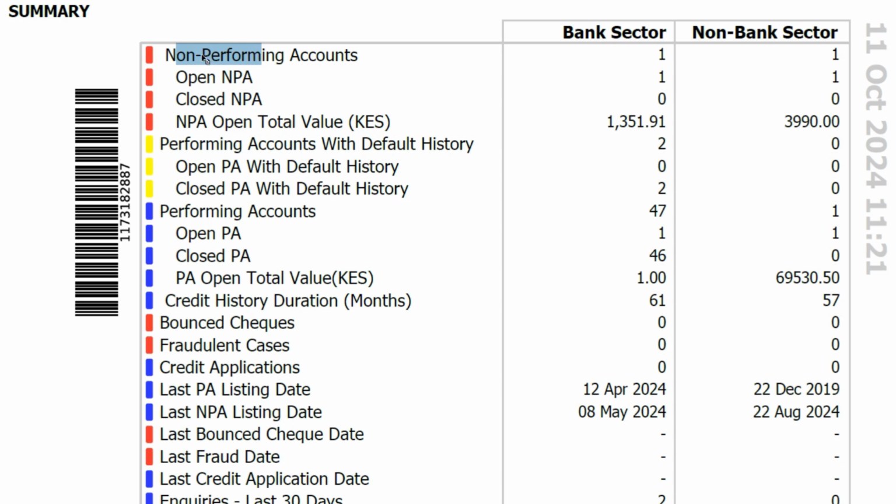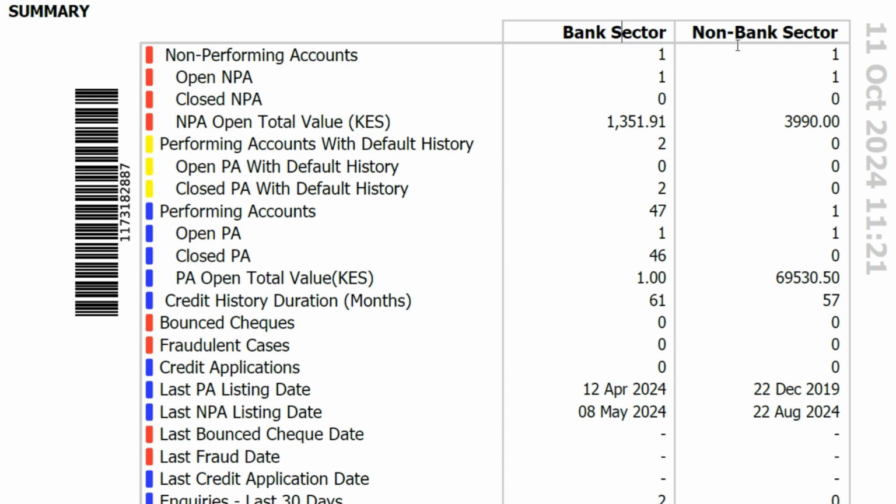One is non-performing accounts. When you have a non-performing account, this is an account that has been listed on a CRB. As you can see here, under non-performing account, we have the bank sector and non-bank sector. When you talk of bank sectors, these are loans associated with the banks. But we have to note one thing, that either you took them directly with the banks, or you took them using bank mobile platforms. For instance, if you took a loan using Timiza, which is a product of Absa Bank, that will be listed under bank sector.